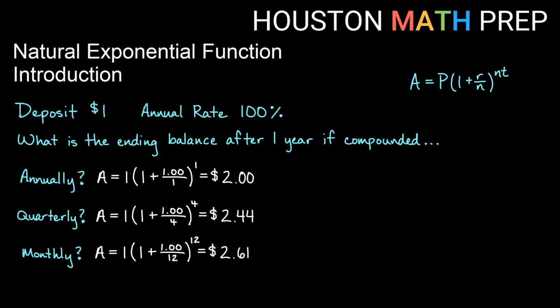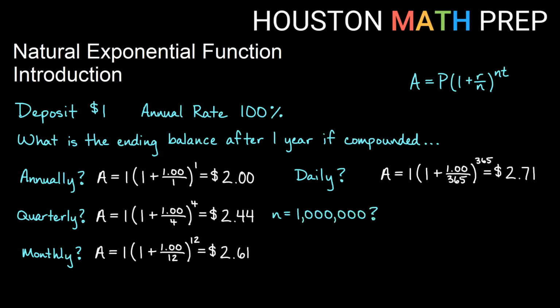So let's bump it up a bit, more often than monthly. And let's say we compound our interest daily. So we'll use 365 times. If we do that, then our n becomes 365 here, and we actually get $2.71 at the end of a year. Let's say we wanted to see if we could get even more money than that. How could we get more money?